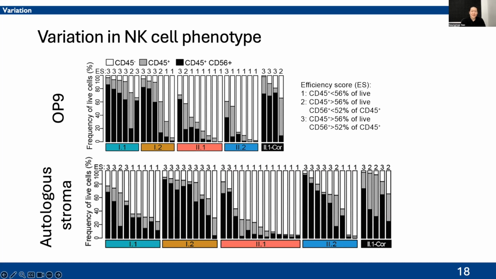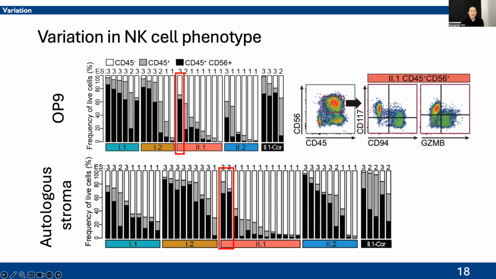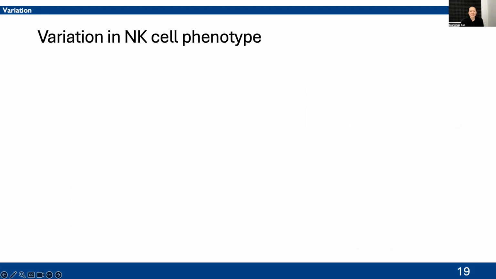Moreover, our proband lines sometimes do generate NK cells efficiently. And when we look at the cells generated in these rare cases, they look just like mature NK cells generated from the control lines, expressing these maturation markers such as CD94 and granzyme B. So what does that mean?